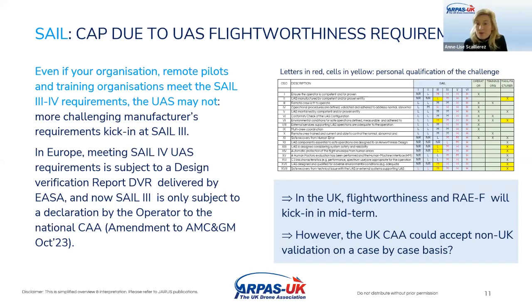In the little table on the right-hand side, you can see that some of the letters in terms of the level of robustness of the SAIL for the different OSOs are in red. Some SAILs are in yellow, and these are my very personal assessment, I'm not an aviation expert, that actually getting those OSOs at that level may be challenging, especially for those that are purely under the responsibility of the manufacturer. Because as an operator, when you submit to SORA, you do not necessarily have that documentation from the manufacturer.